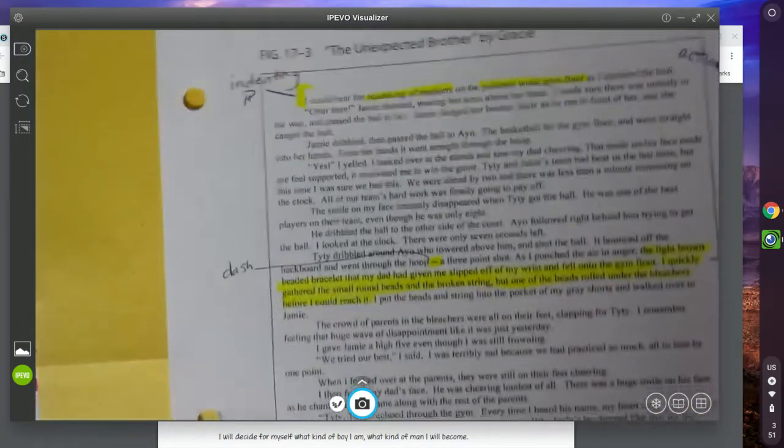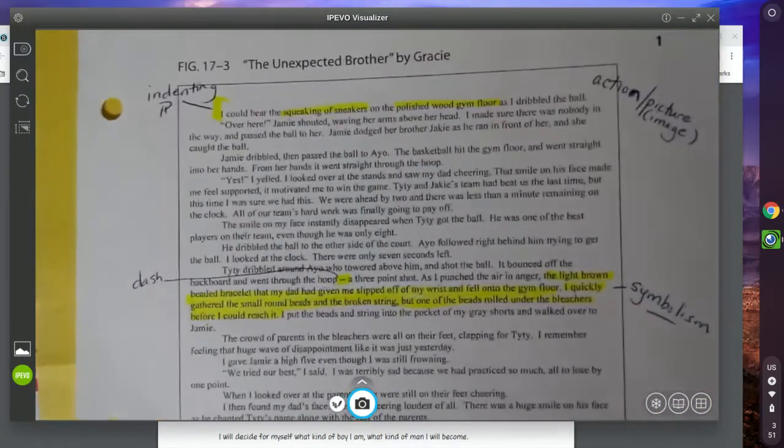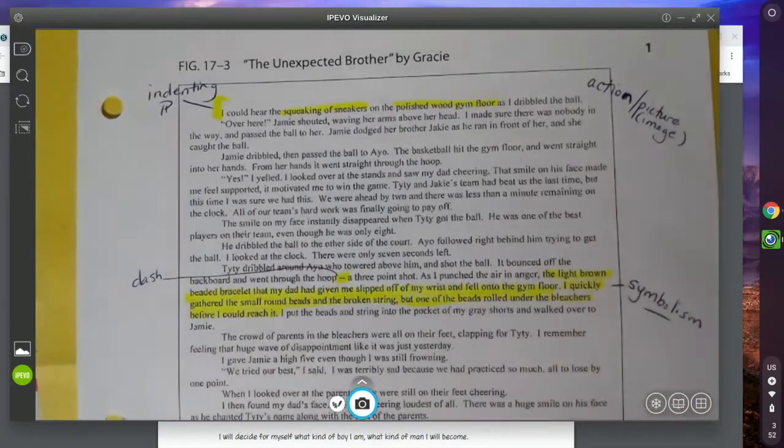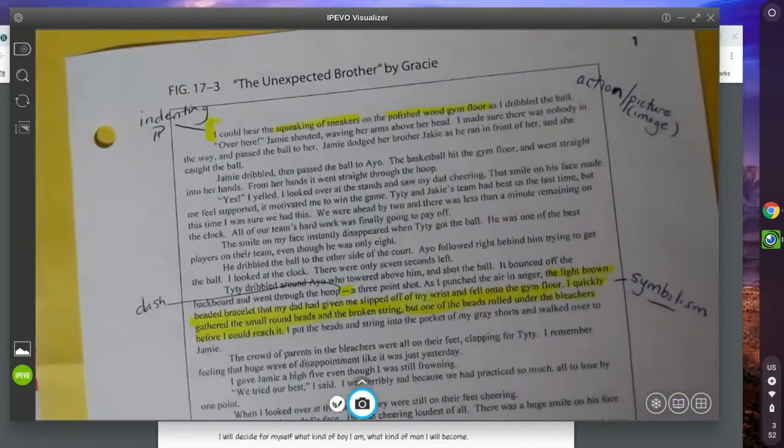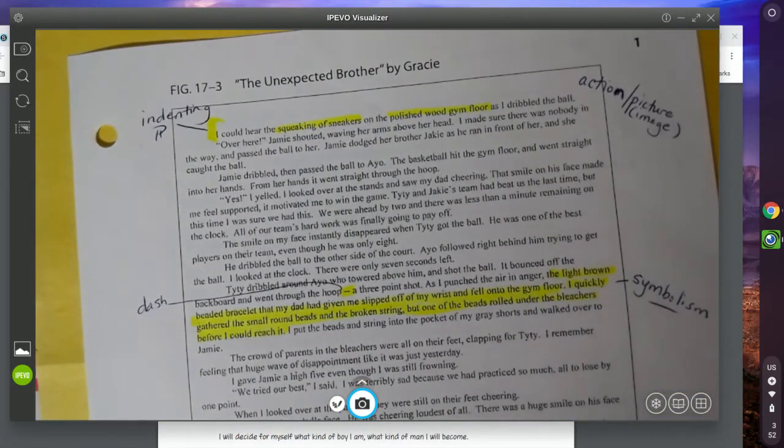Now, I have a mentor text here by Gracie, and I'm going to read through it. It's about a page and a half. It'll take a little time. And then I'm going to go back and show you some things that you might choose to work on.